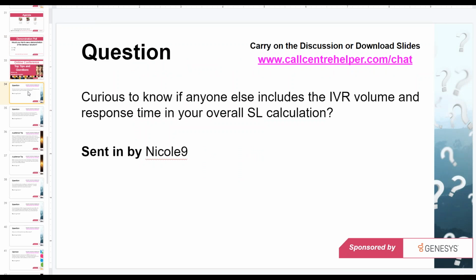Nicole has asked the question, curious to know if anyone else includes IVR volume and response time in your overall service level calculation. John, I don't know if you've seen. Yeah, I'm just not 100% sure, but I think what the key is when you start counting it. And what I would always feel, it's only when an agent is able to answer it. So sometimes we have very long IVRs and we have the choice for people to get self-served within it. And I wouldn't normally count those because service level is really the speed of answer of our frontline staff.